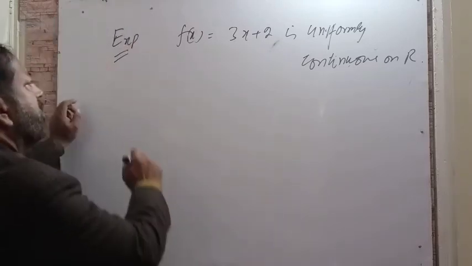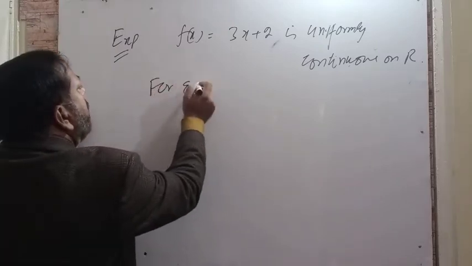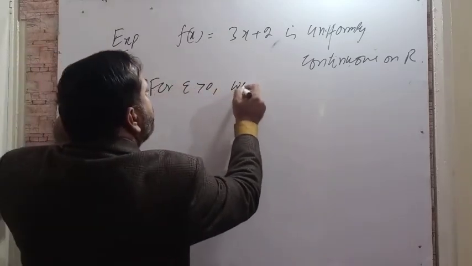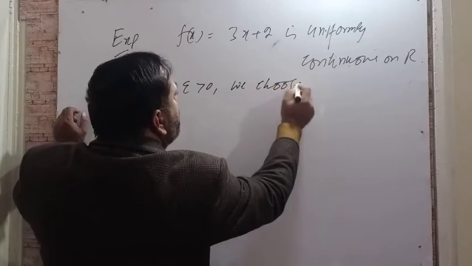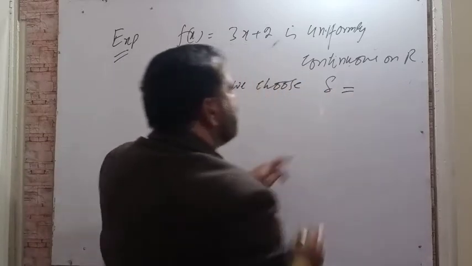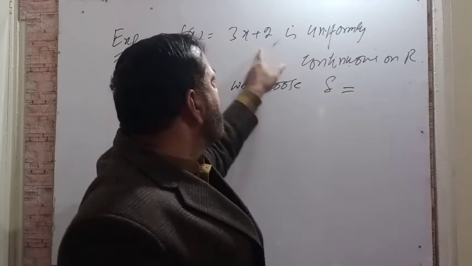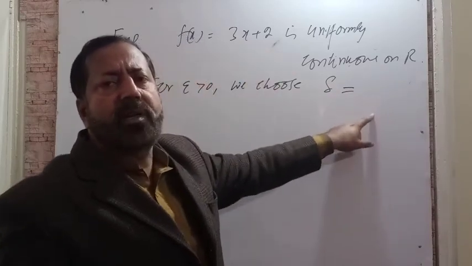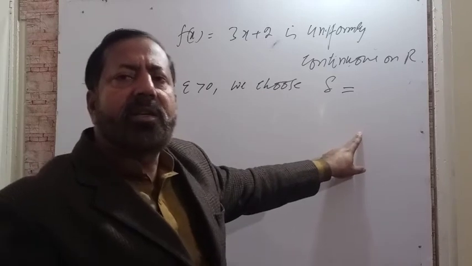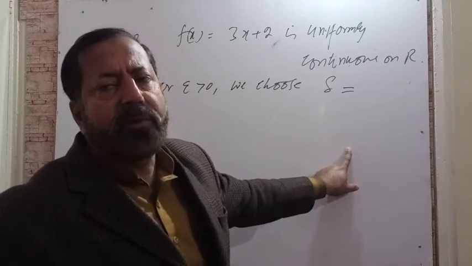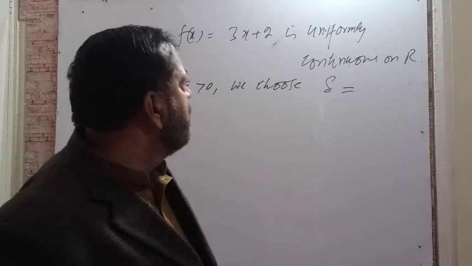So here, for epsilon positive, we choose delta equal to what? I am leaving this step, because after finding the calculation, I will decide what the value of delta should be, so that we can see the exact definition of uniform continuity. It's not a problem, right?